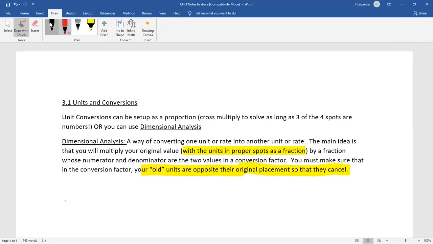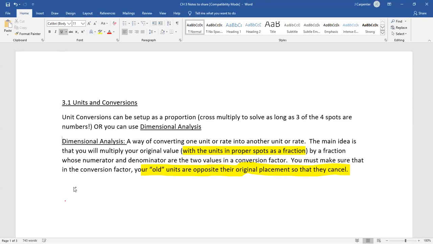I have this saying that I like. I don't know why it won't let me get back to typing.